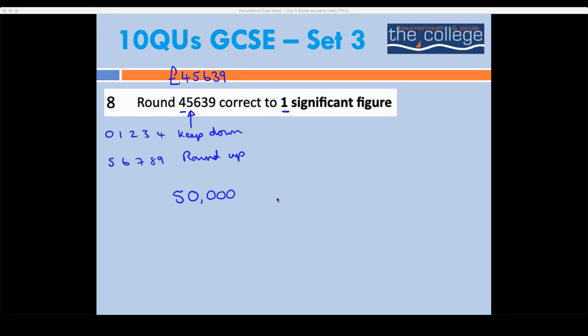And sometimes you get that written like this. People will write 1SF or 1 sig fig. Okay, so if you have been asked to round something, you might be able to say what you've rounded it to, and that is to 1 sig fig, 1 SF would be perfectly acceptable.